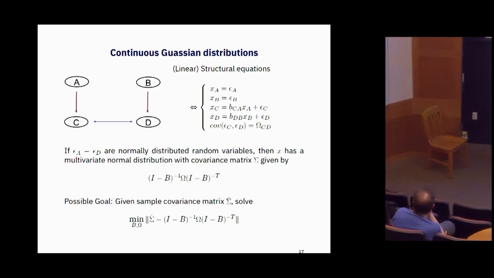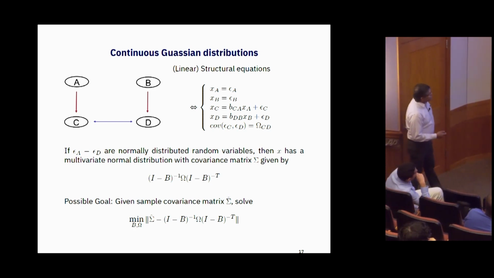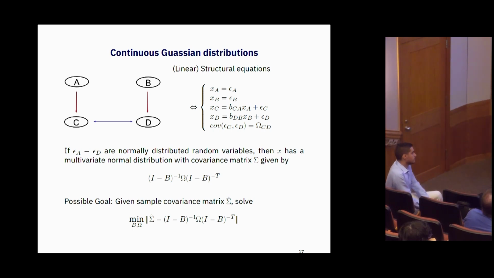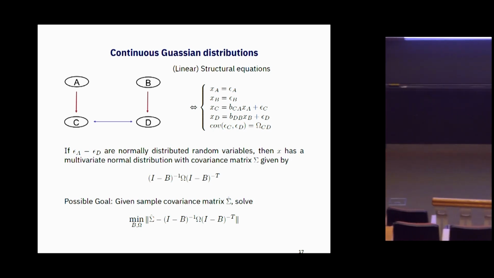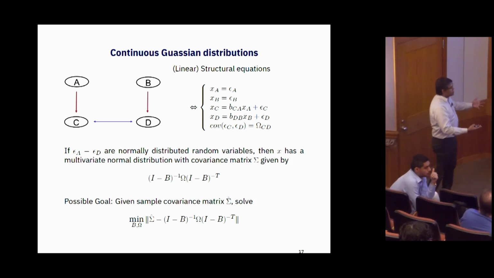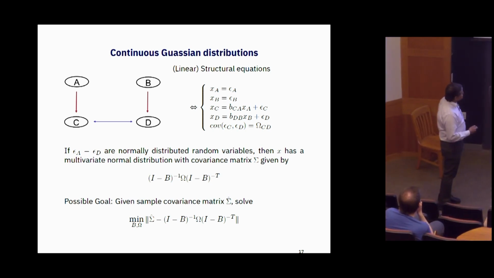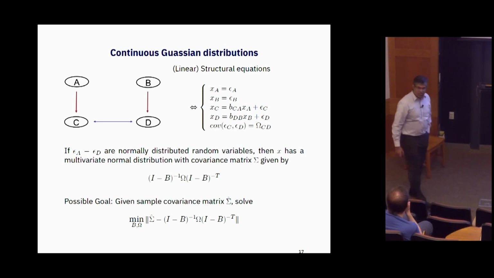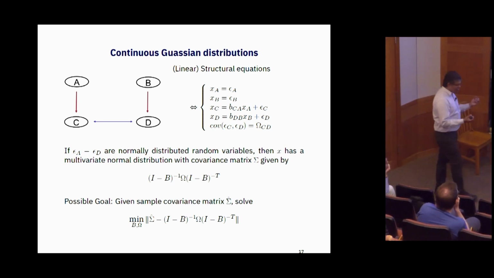And so one possible thing you can try to do in this area is to say, okay, I have a bunch of data, I compute a sample covariance matrix, and then I try to find matrices B and omega, where omega is a covariance matrix, so it's positive semi-definite, and so on. You're trying to find such a term such that this difference is minimized according to some matrix norm. So in fact, this specific matrix norm of this difference is called RMR in the statistical literature.